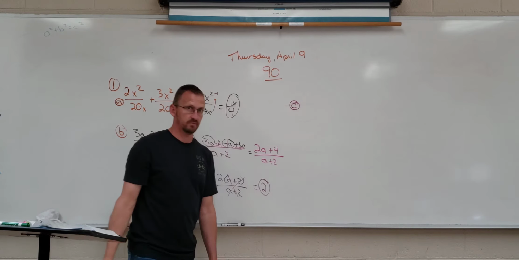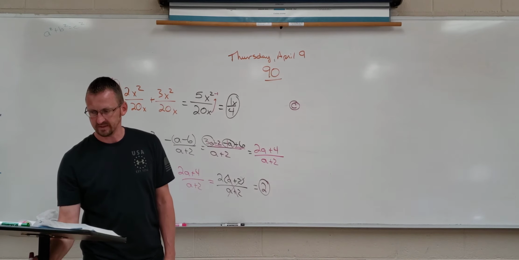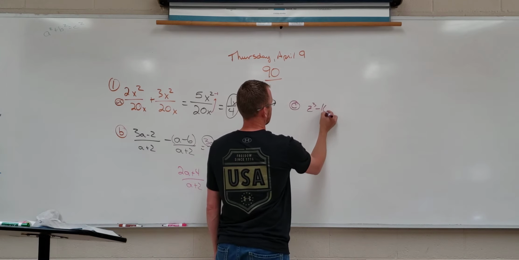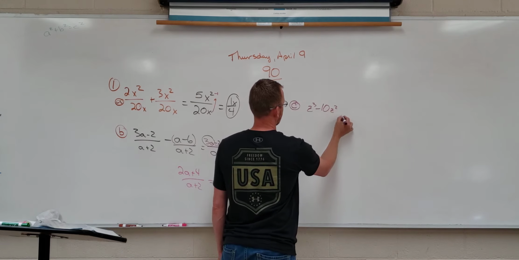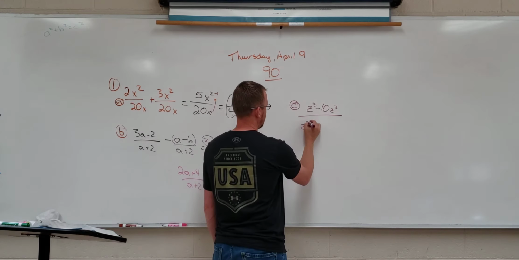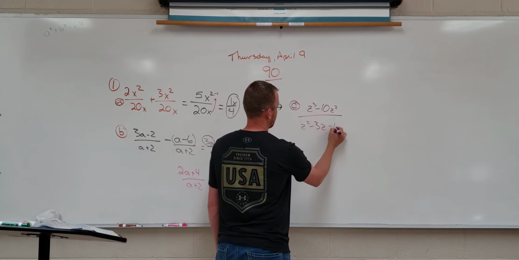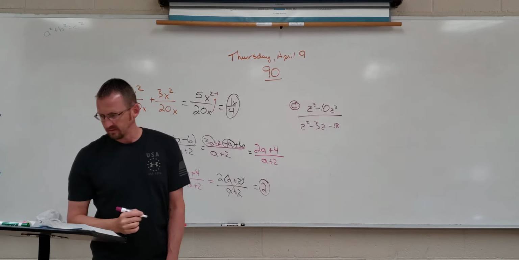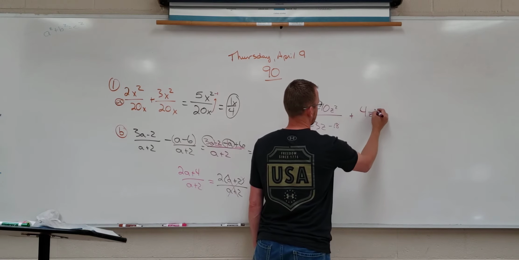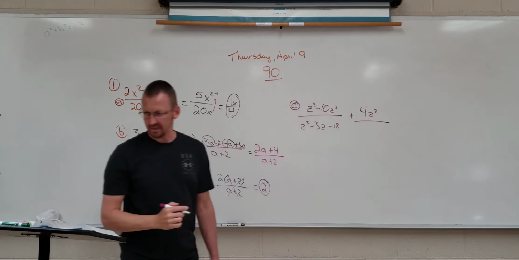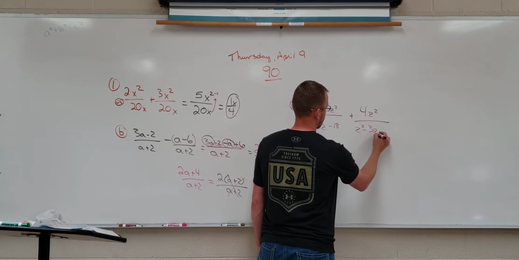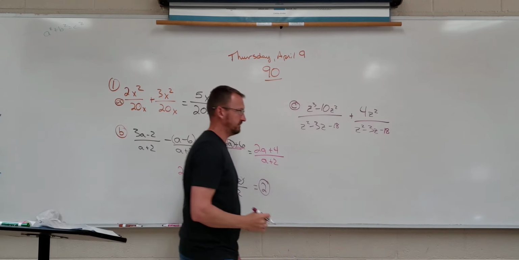1C. This is a big one. And again, I know you're all groaning. z cubed minus 10z squared divided by z squared minus 3z minus 18. We're going to add 4z squared divided by z squared minus 3z minus 18.